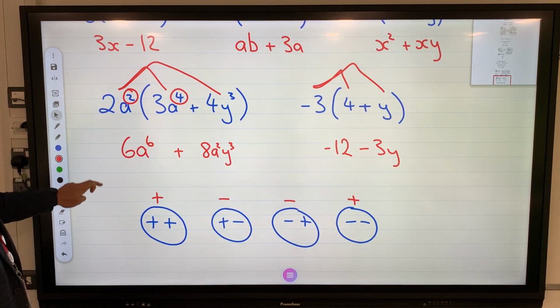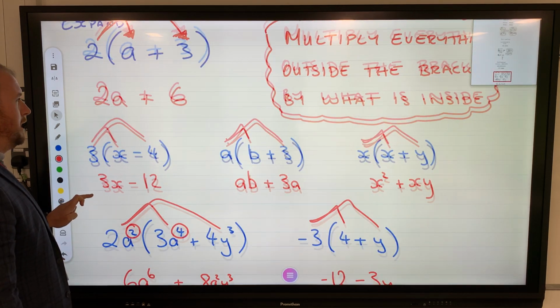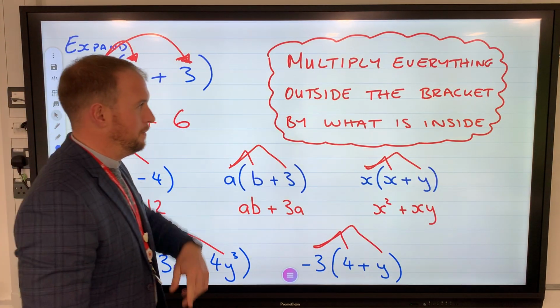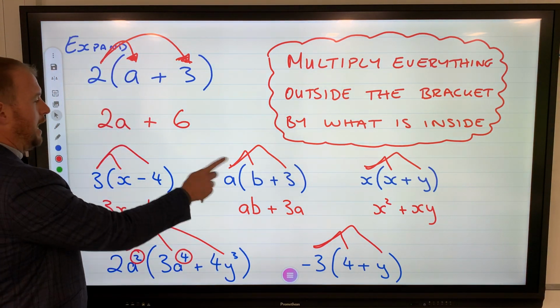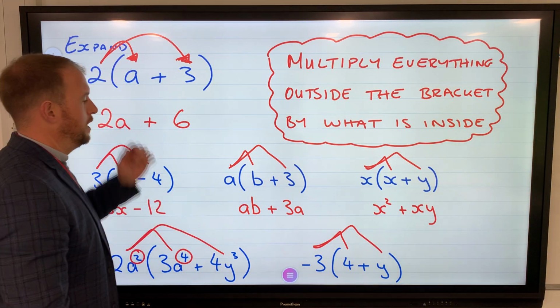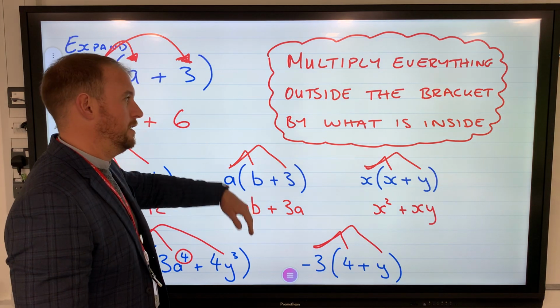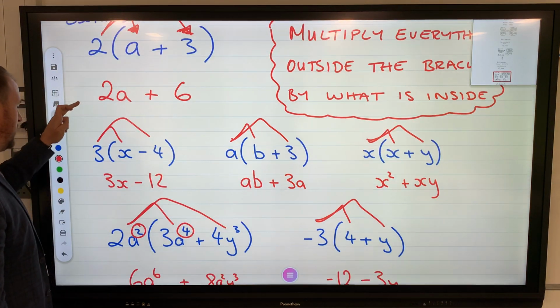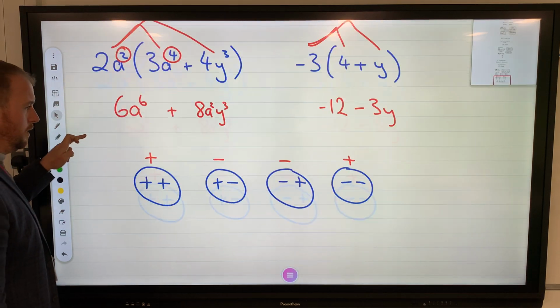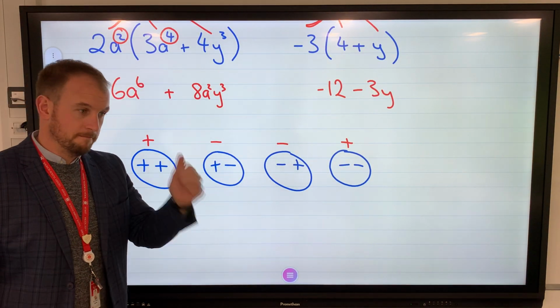So just to recap, to expand a single bracket, we have to multiply everything outside the bracket by what is inside. I use my arrows to help me. As you can see, use different colour pens. It helps me. Hopefully it'll help you. When we have positive and negative symbols, don't forget your Teletubbies. Hope it helps.